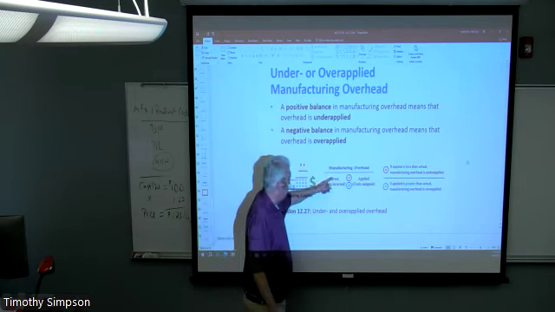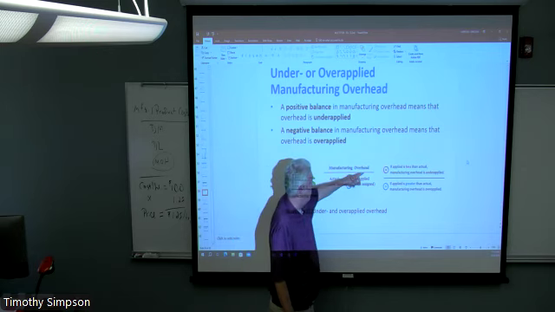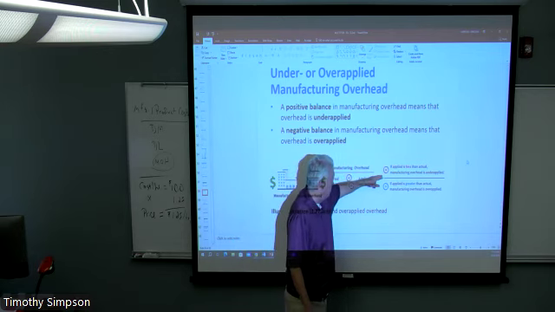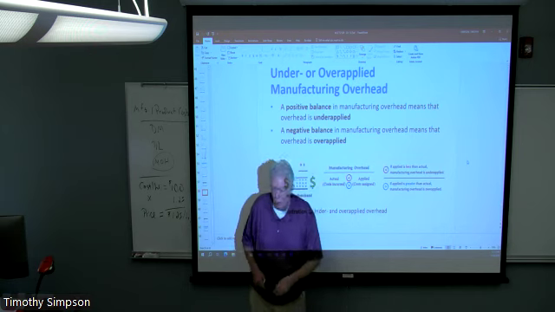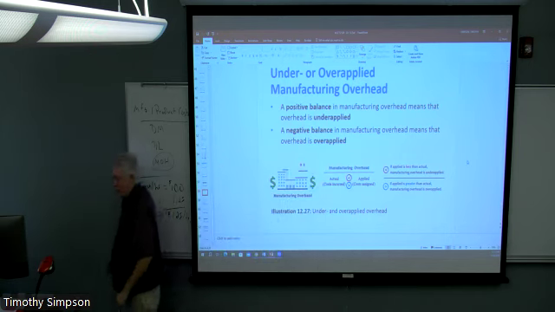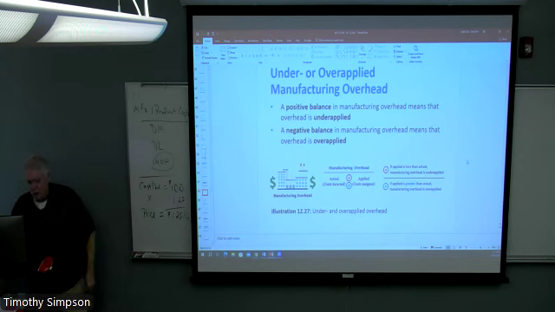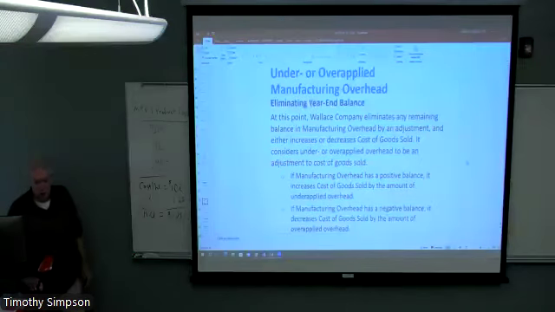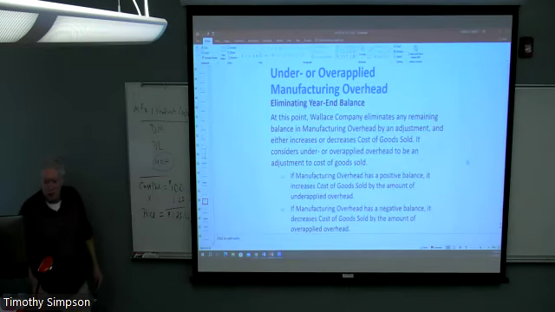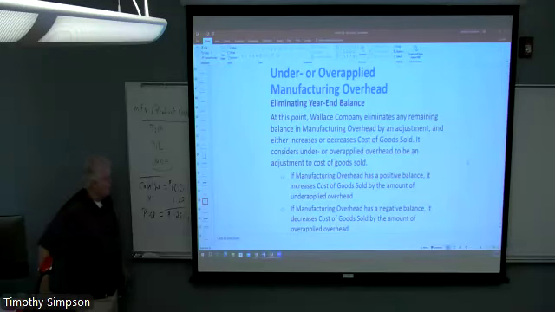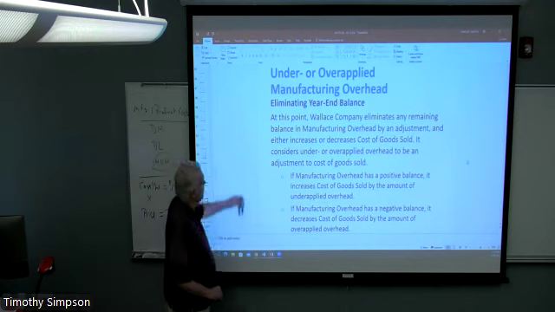So in this case, we've got overapplied and underapplied. If applied is less than actual, it's underapplied. If it's greater than actual, it's overapplied. And so what do we do in this particular case? Well, the adjustment is going to work its way down to the income statement. So in this example, we'll go back to our Wallace Company example. And we said, okay, Wallace is at the end of an accounting period.